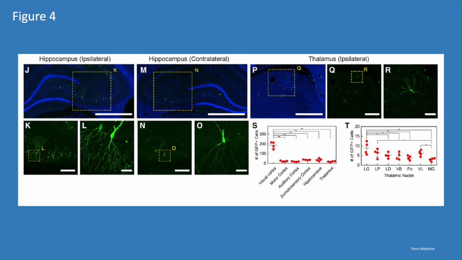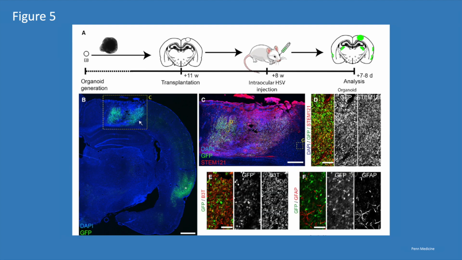Figure 4, however, reveals the ability of the grafts to receive inputs from both adjacent and distant brain regions, again with a notable emphasis on the visual cortex and visual thalamic nuclei. In figure 5, the focus shifts towards exploring the connectivity between the organoid grafts and upstream sources of visual information, particularly the retina, using a modified herpes simplex virus system this time for polysynaptic anterograde tracing.